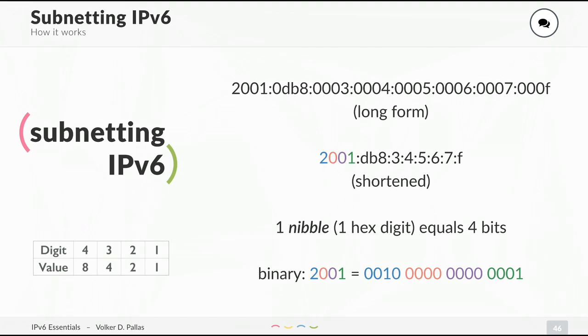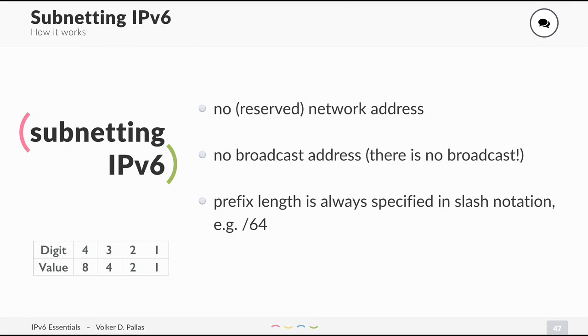You can also calculate using this chart on the left. As you can see, this chart only has 4 boxes and not 8 anymore, because we only have to care about one nibble, so only 4 bits instead of 8 bits, even easier. In IPv6, we do not have any reserved network address. The first address of the network can be used for host addressing. We also have no broadcast address, because you remember there is no broadcast anymore. And the prefix length is always specified in slash notation, so there is no network mask like in IPv4 anymore.